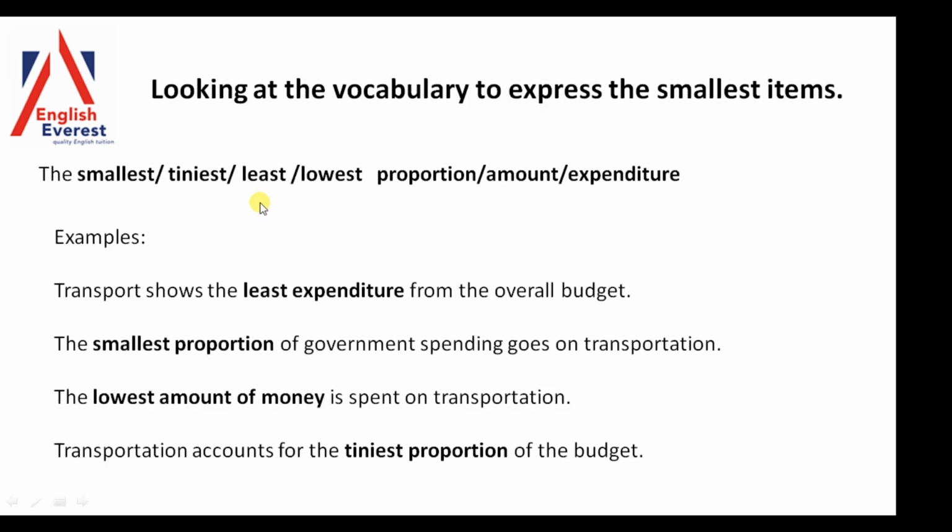Okay, now smallest items. Smallest, tiniest, least, lowest, proportion, amount, expenditure, percentage, etc. Transport shows the least expenditure from the overall budget. The lowest amount of money is spent on transportation. So, 4 examples, please look at them.